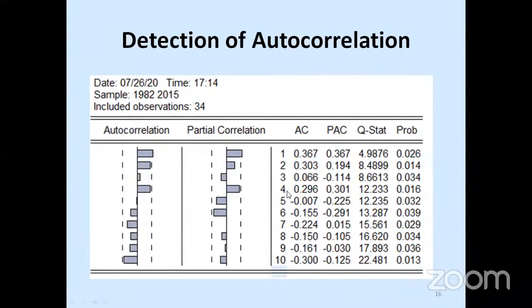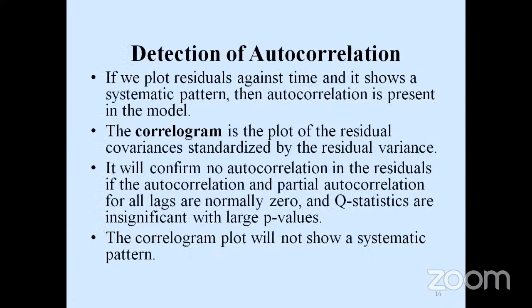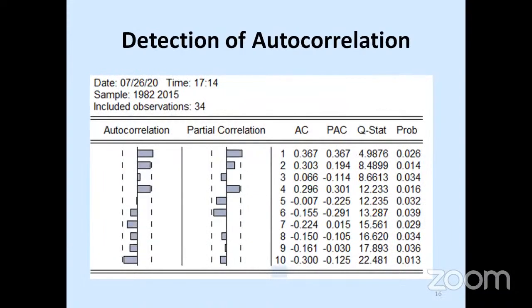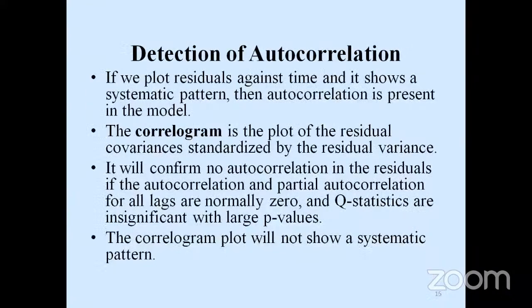This is an output which I have taken from EViews. If you observe, this is autocorrelation and this is partial correlation. These are the values for autocorrelation. So this one is detection. When we see the correlogram, we can identify that there exists some autocorrelation.